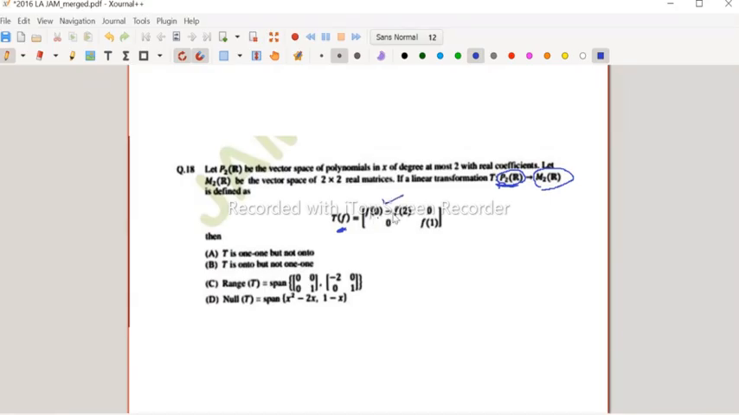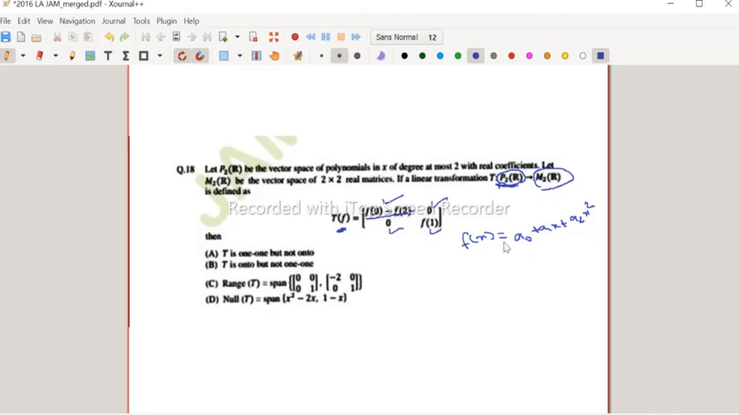The first entry is f of 0 minus f of 2, and then this entry is 0 and this entry is 0 and this entry is f of 1. So we know f of x. f of x is just a polynomial of degree at most 2. Therefore, it is of the form a0 plus a1x plus a2x squared. Okay, this maps to the 2 by 2 matrix.